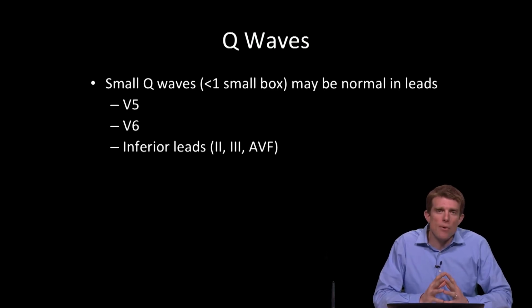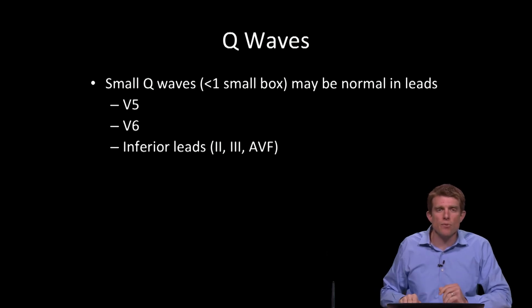Small Q waves, however, can be normal in certain situations. So small Q waves, about 1 small box in width and height, or less than 1 small box, okay, can be normal in leads V5, V6, in the inferior leads. And you'll see those not infrequently.